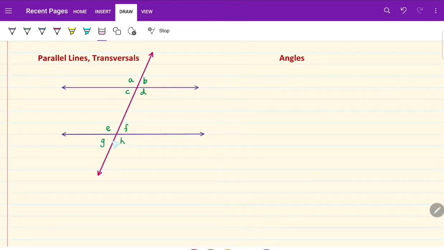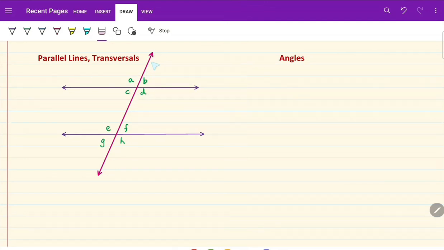We will now look at angles formed about parallel lines and transversals. So in this figure here, we have two parallel lines. These two purple lines are the parallel lines, and both of them are intersected by a straight line, which is called a transversal. So this red line is a transversal, which is any line which intersects two or more parallel lines is called a transversal.